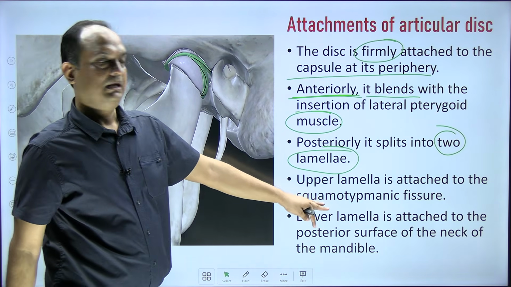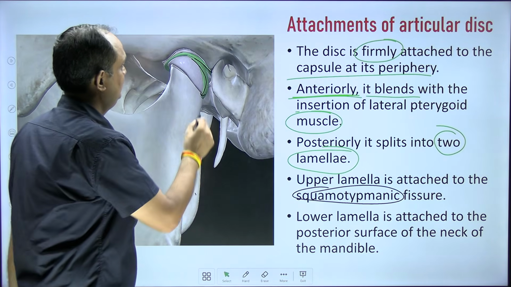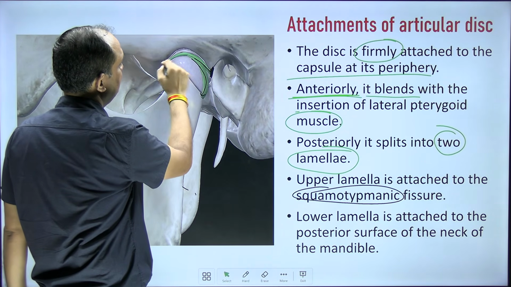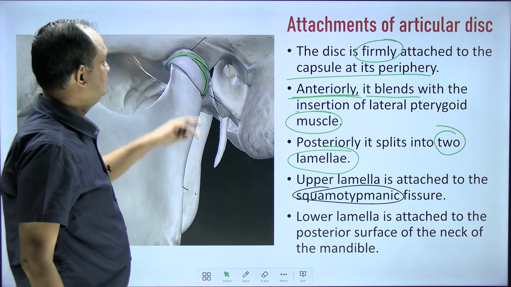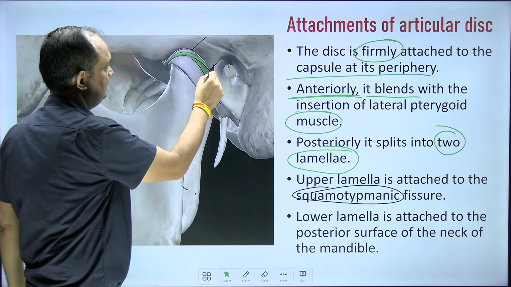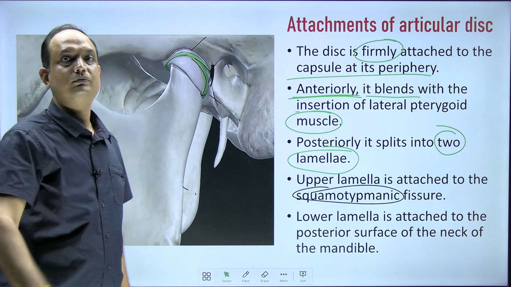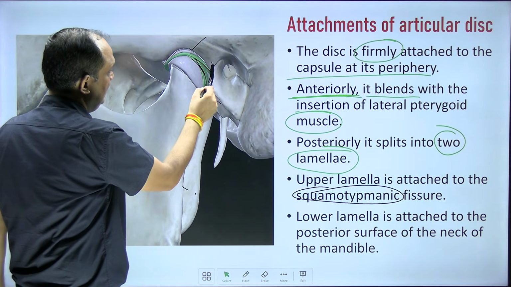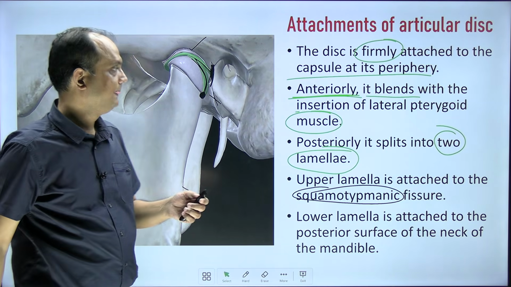One is this one and another is the lower one. Now the upper lamella will go and attach to the squamotympanic fissure. Now why on the squamotympanic fissure? Because again you have to understand that this fissure is dividing the fossa into the non-articular and articular part. Clear? So this squamotympanic fissure is receiving the capsule of the TM joint as well as the upper lamina of the disc. The lower lamina, when you see the attachment, will go and attach on the posterior side of the neck of the mandible.